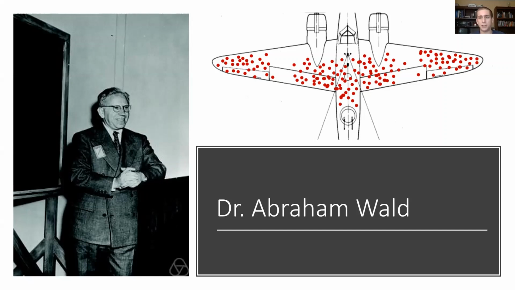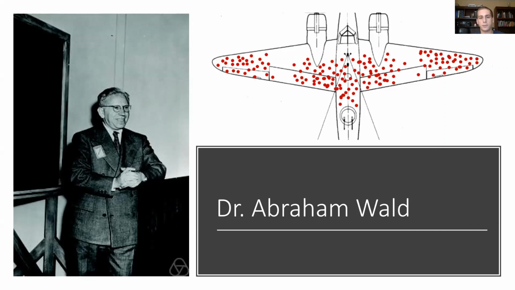So why is it the engines are seemingly not getting hit? Well, what if they actually are getting hit? And what's happening is that the planes that get hit in the engines are just crashing, so they don't come back from combat, and Dr. Wald never gets to see them. So what Dr. Wald realized is that the initial intuitive hypothesis, that the armor should go where the bullet holes are, is actually not correct. In fact, the armor should go where the bullet holes aren't, on the engines. And the military officers thankfully listened to Dr. Wald, and that ended up saving a lot of lives.